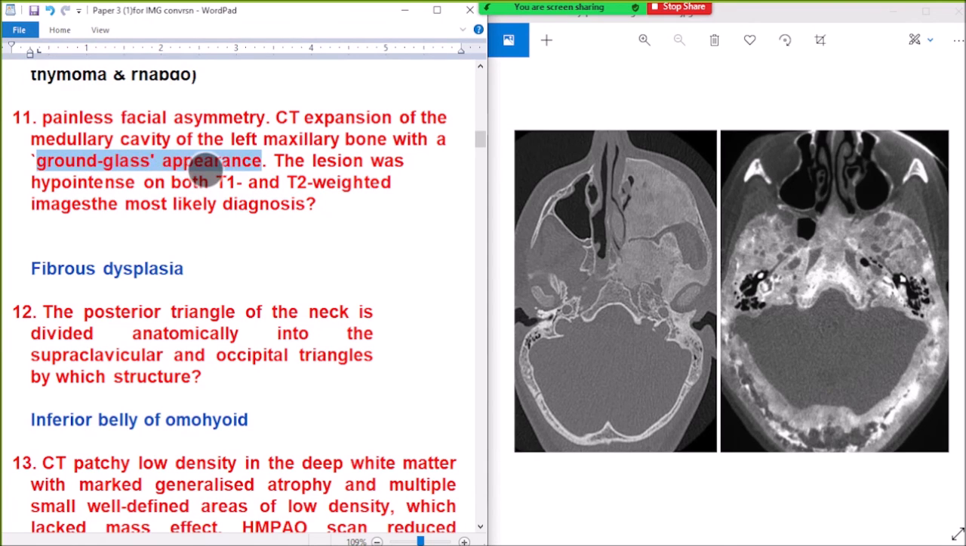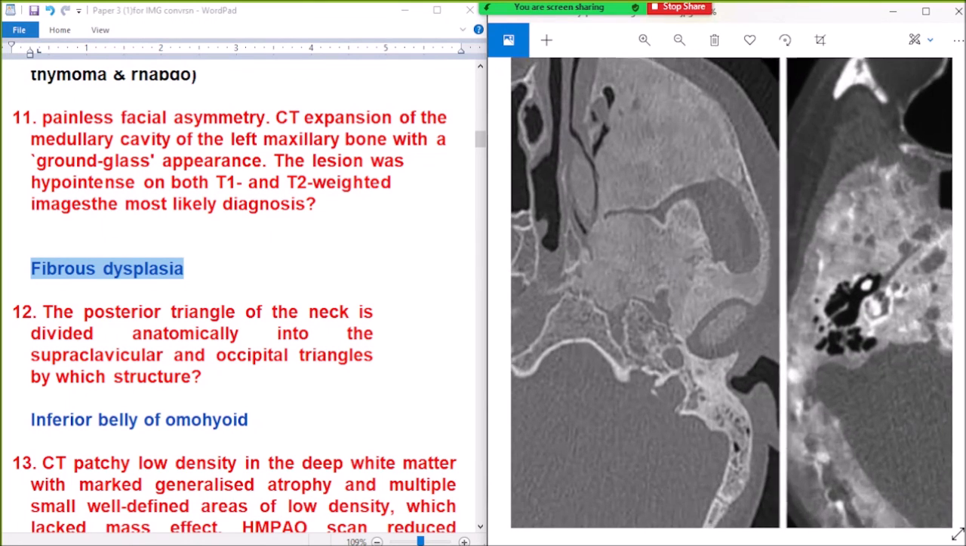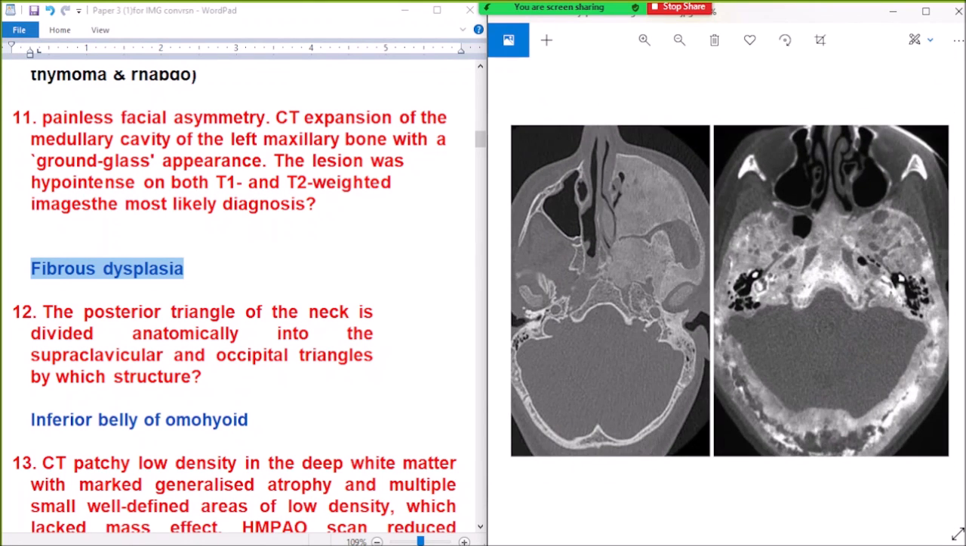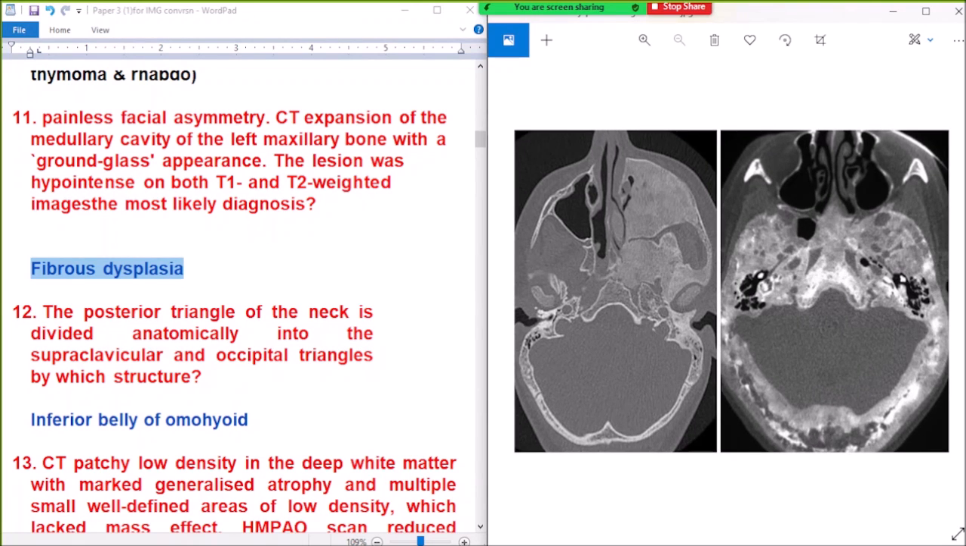Whenever a ground glass appearance comes, diagnosis: fibrous dysplasia. Look here, there's a facial asymmetry, and CT scan shows expansion of the medullary cavity of the left maxillary bone with a ground glass appearance. Diagnosis: fibrous dysplasia. This is Baker's disease.